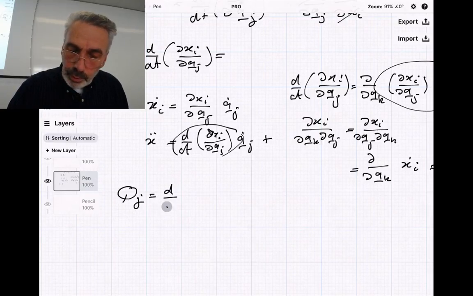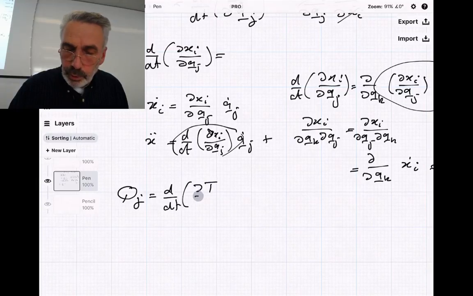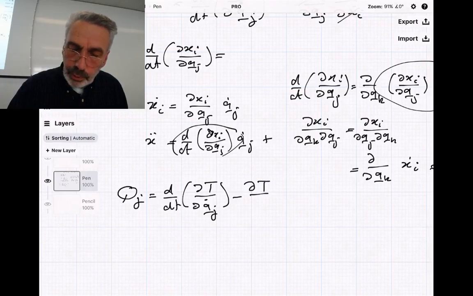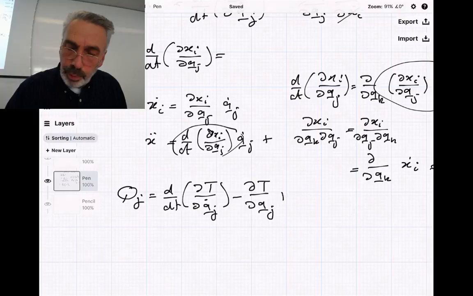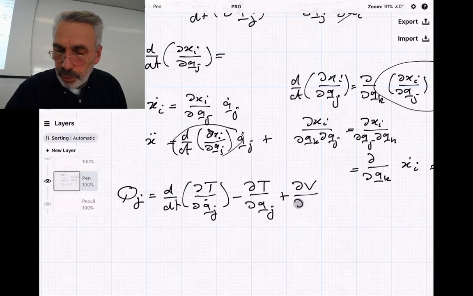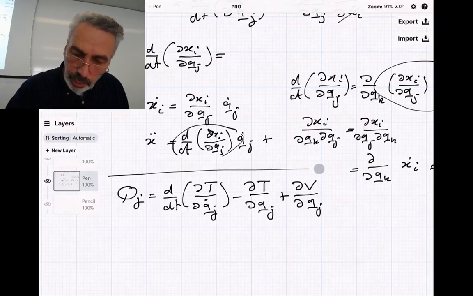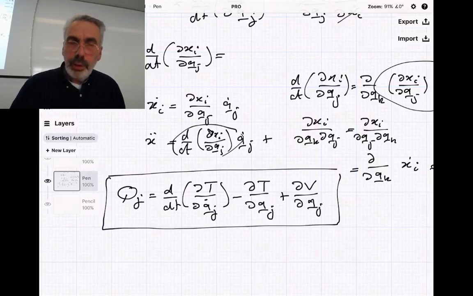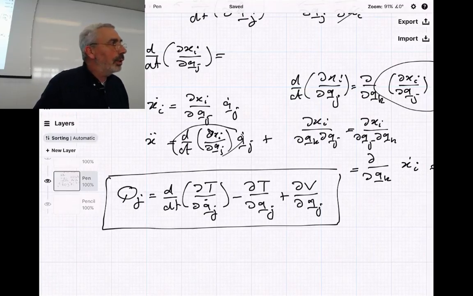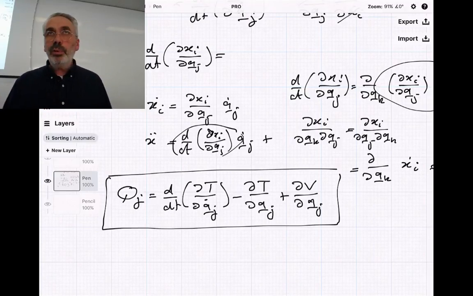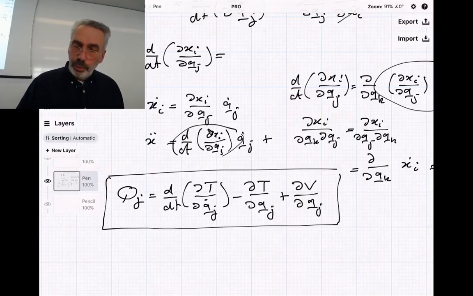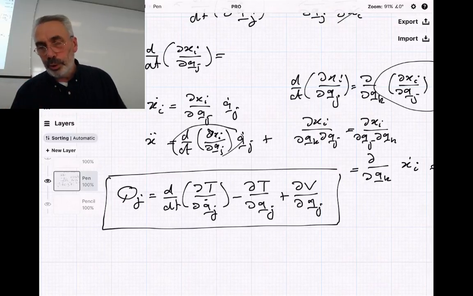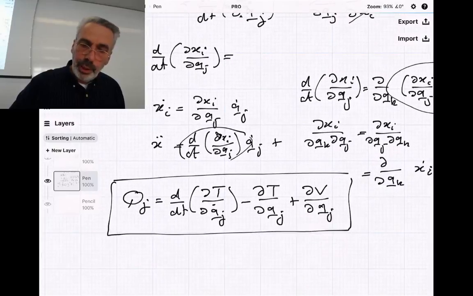We take the time derivative of the kinetic energy with respect to the speeds minus the kinetic energy with respect to the coordinates plus the potential energy with respect to the coordinates. And this is the Lagrange equation of motion in terms of generalized coordinates. Now, what does it differ with the one where you use center of mass coordinates? The only difference is this term. Yeah? And that's because these CM coordinates are a function in itself of these generalized coordinates. You can go through the derivation and you'll see it.